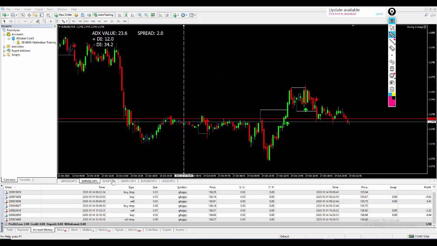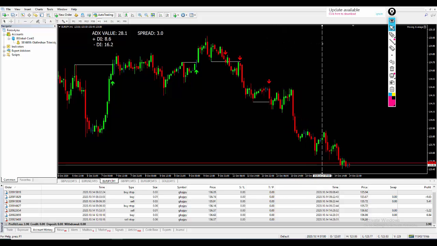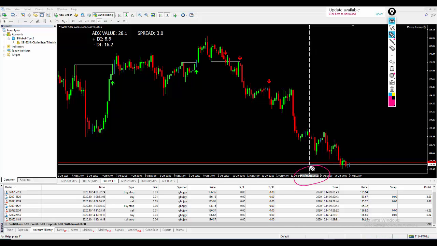Let's go to Euro JPY. If you look at Euro JPY, the market opened today around 1400. We can see Euro JPY started at midnight, and if we look at Euro JPY today, there's nothing to trade because there's no trading signal at all. So there's nothing to trade in Euro JPY, so definitely I won't waste much time today analyzing it.